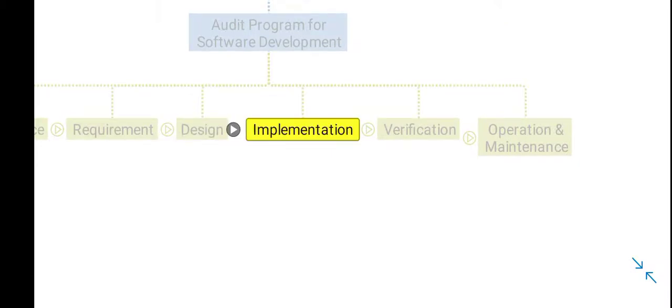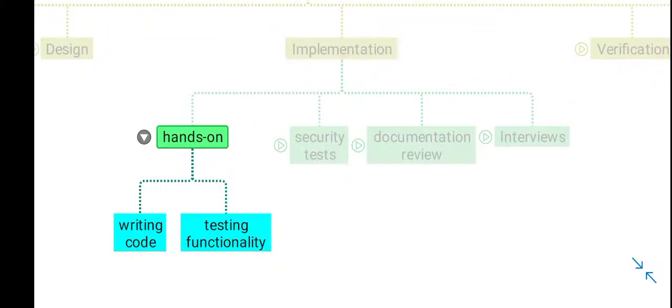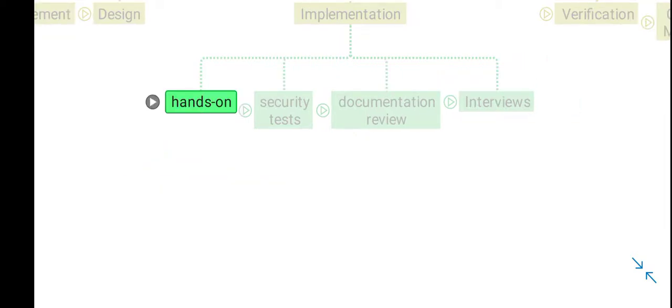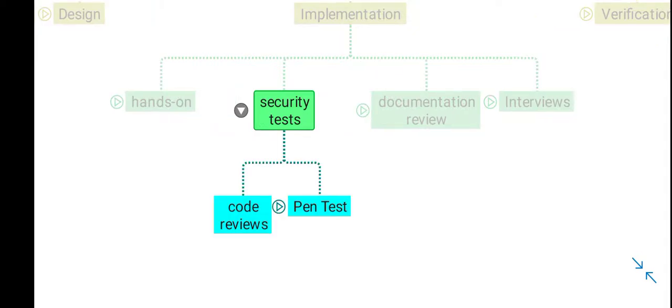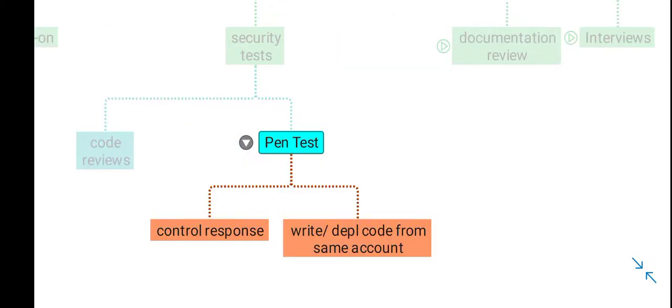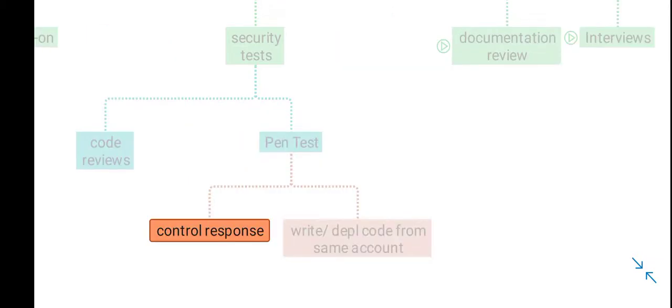Then comes the implementation phase. Mostly you have to audit the hands-on activity of code writing and testing the functionalities. Furthermore, you may also audit the security testing process of code reviews, or you may perform penetration testing and check the response of different controls once you conduct this penetration testing activity.